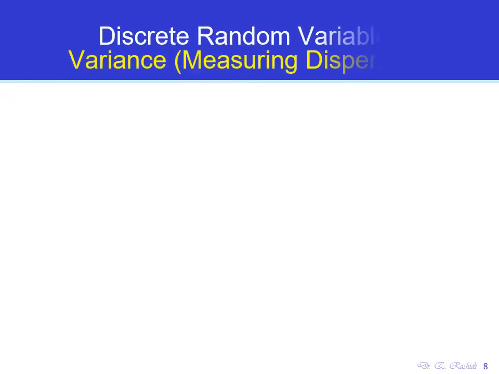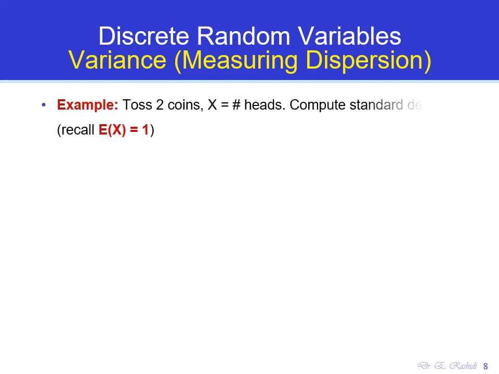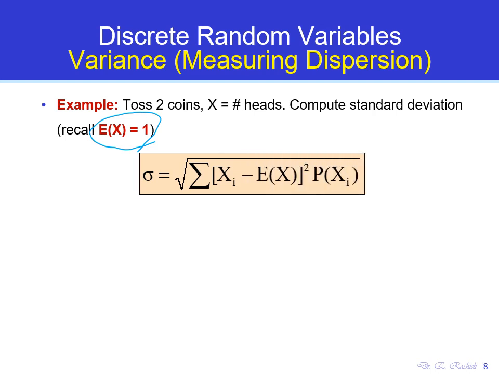So now that we learned about the concept of variance and standard deviation for a discrete random variable, let's do an example. We're going to continue using our previous example, which is tossing two coins, and x, the random variable, is defined as the number of heads that you would get in this experiment. If you recall, the expected value of this random variable that we computed was equal to 1. So we're going to use the formula for the standard deviation. The standard deviation, as you see here, is the square root of this summation.